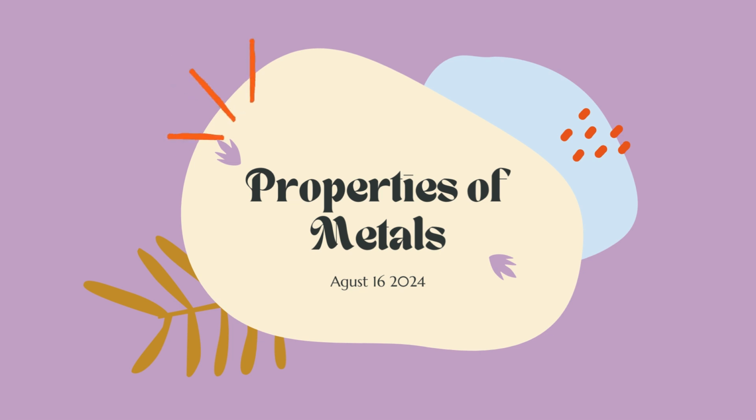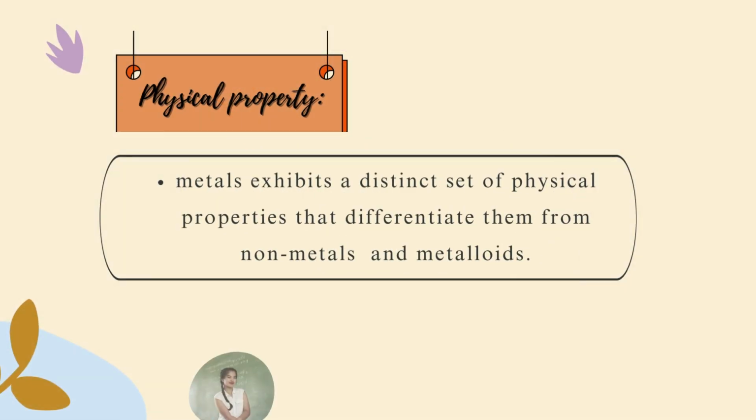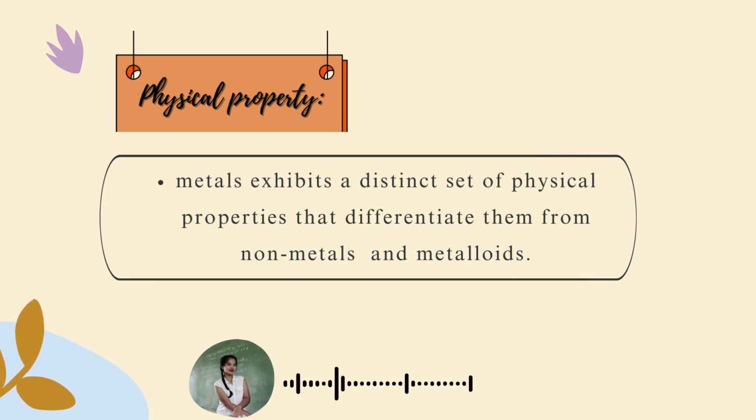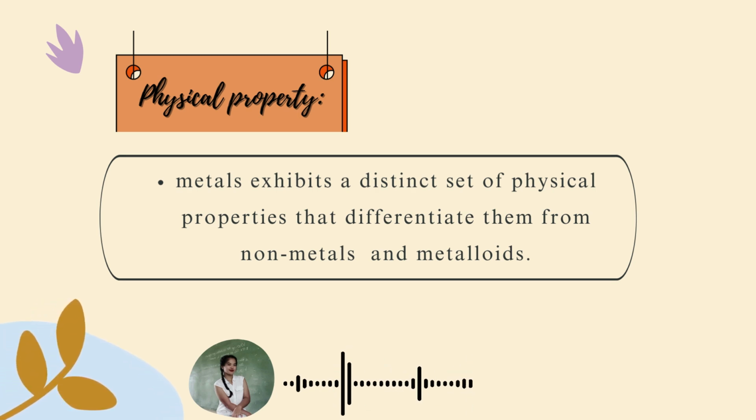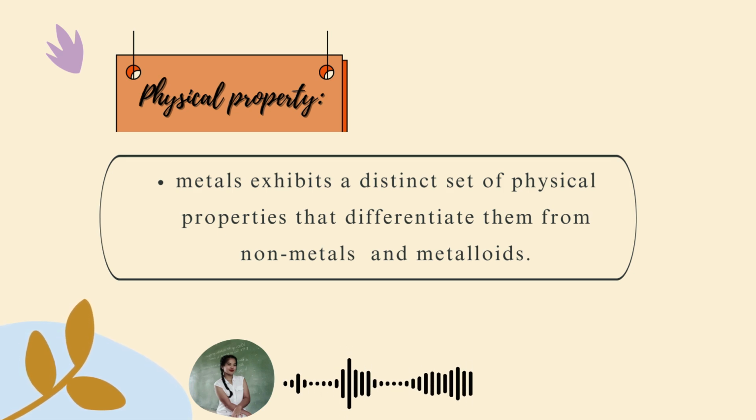So, we are going to talk about the properties of metal. There are two properties of metal, but the first one is physical property. Physical property: metals exhibit a distinct set of physical properties that differentiate them from nonmetals and metalloids.